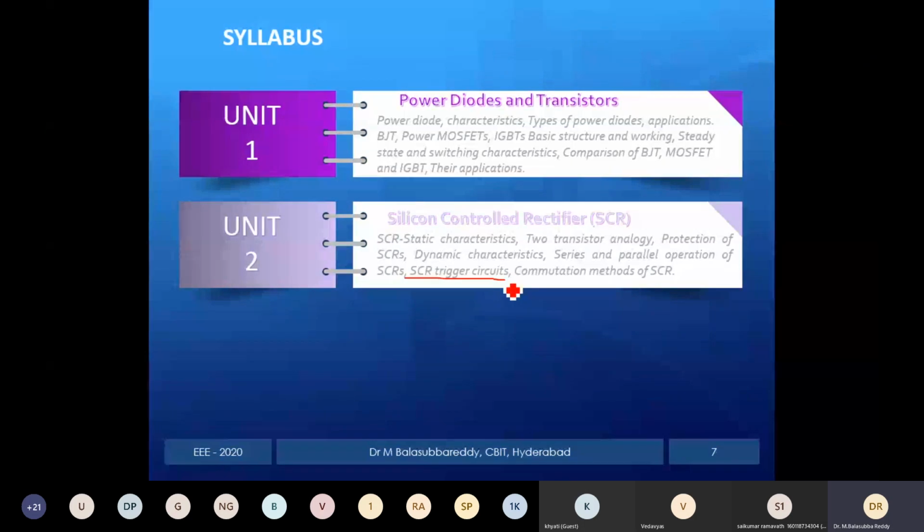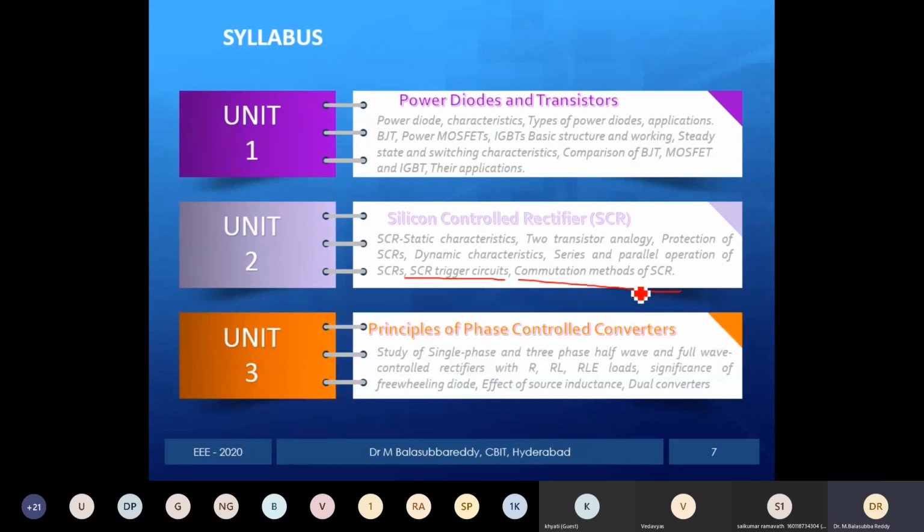There are two types of commutation. One is natural commutation, another one is forced commutation. All these things, including different types of forced commutations, come across in this unit. So all this comes under unit 2. And now we'll see unit 3.